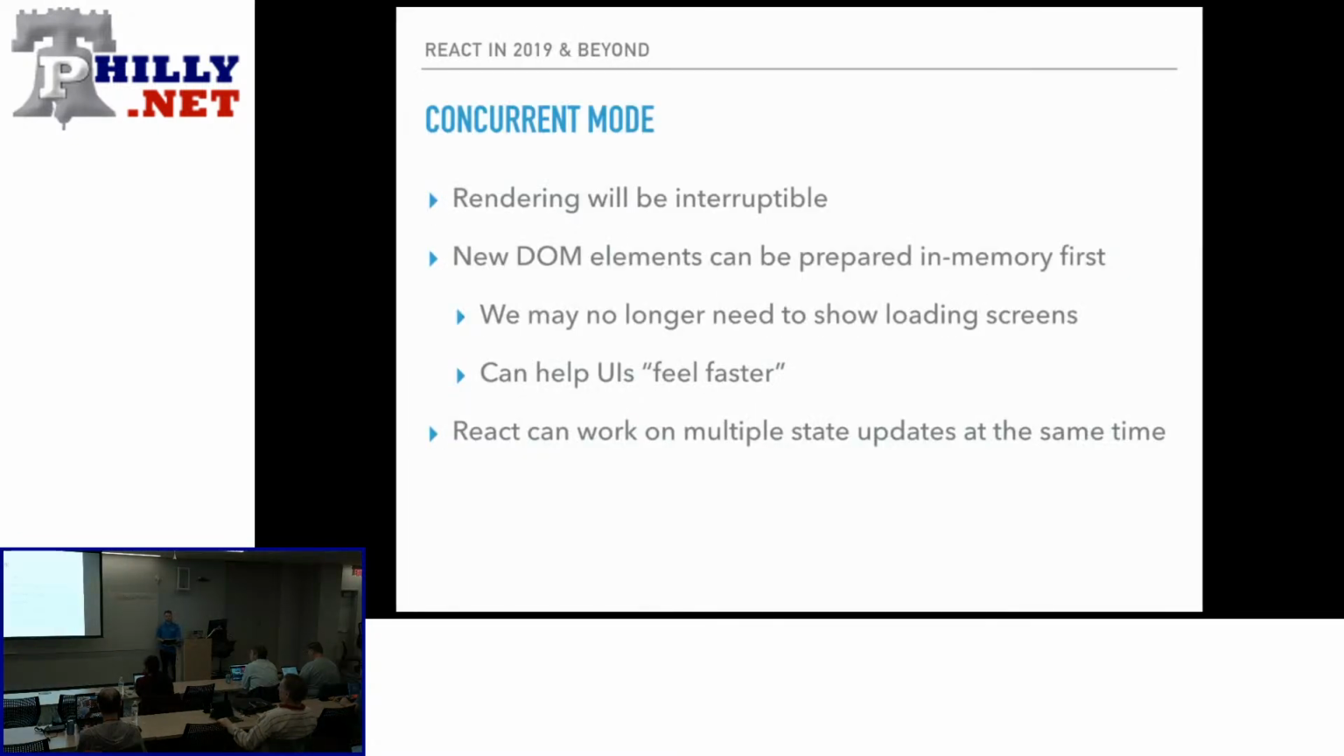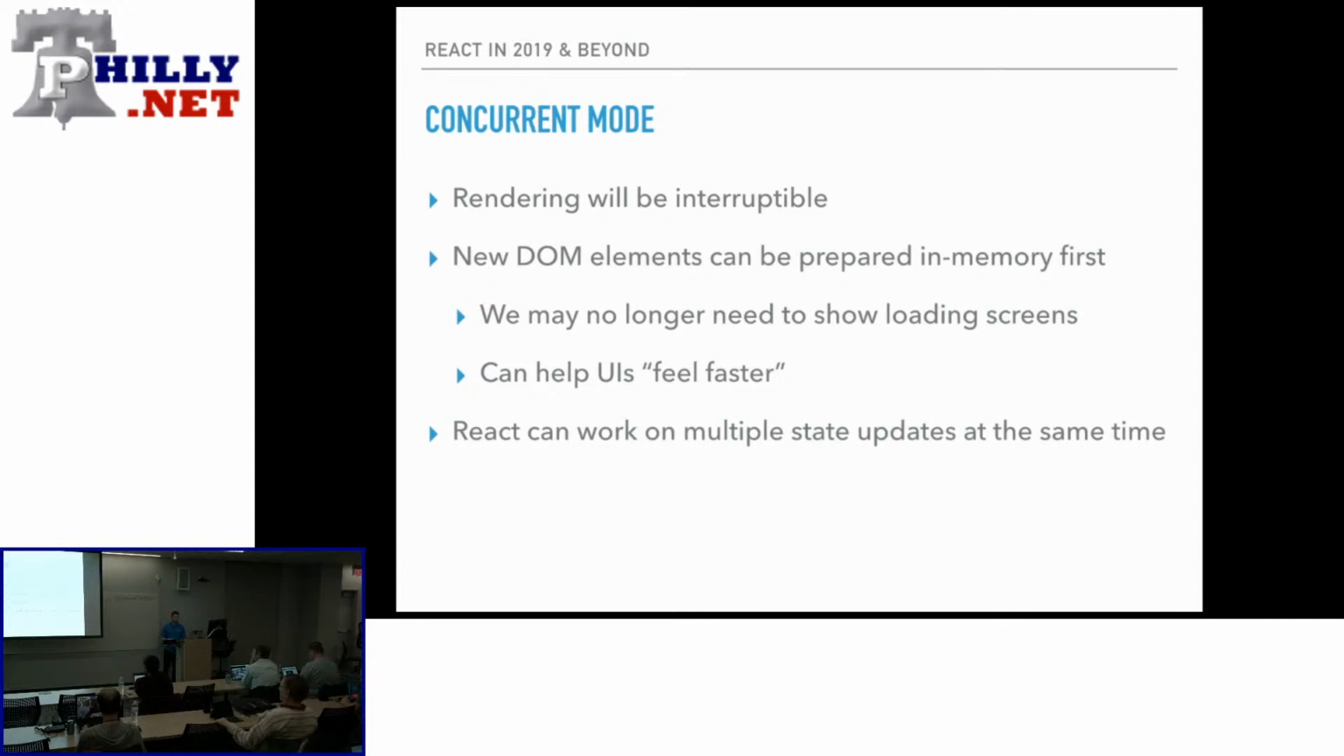Concurrent mode is going to make rendering interruptible. Right now with your React components, it always finishes rendering. Even if you change state, it's going to go through that entire render cycle and then re-render again if you change the state out from under it. In concurrent mode, you're actually going to be able to trigger 5 state changes at once and only end up with 1 re-render in the end.